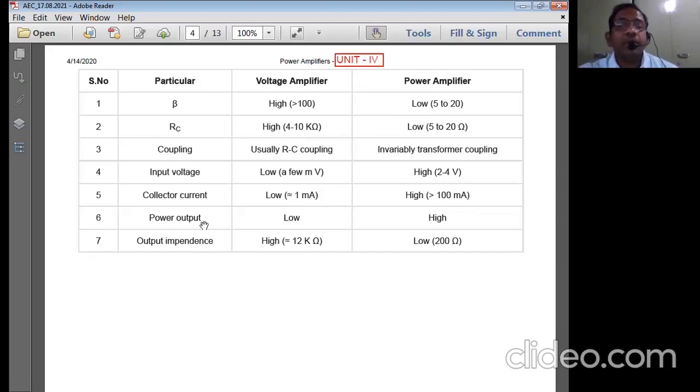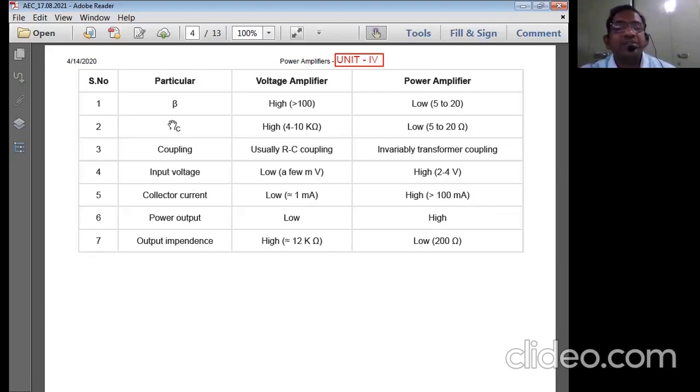Obviously, output power is going to be low. Why is output power low? Even though you have a voltage gain, the current gain is very, very small. So there is no current gain at all. Therefore, power gain is going to become less. Coming to the power amplifier, there is an appropriate voltage gain and also the current gain. Therefore, power gain is going to increase.